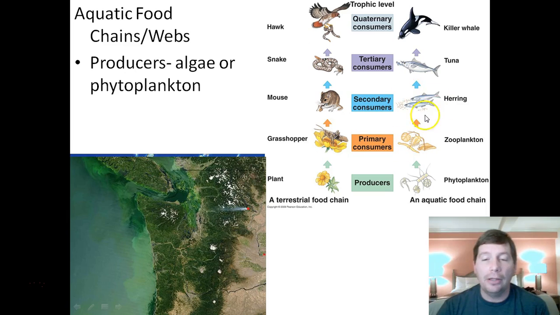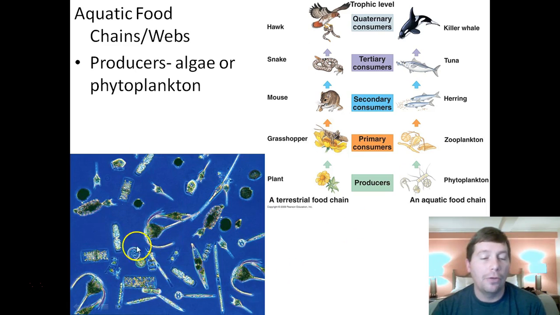And then the zooplankton can be eaten by fish. Those fish can be eaten by slightly larger fish. And then those larger fish can go ahead and be eaten by things like whales and sharks and so forth. And so once again, we apply the same terms to an aquatic food chain that we do to a terrestrial one. The big difference is who's the producer. We don't have a lot of room for plants out in the ocean, but we do have the ability for these little phytoplankton to float around and do photosynthesis, making their own food.